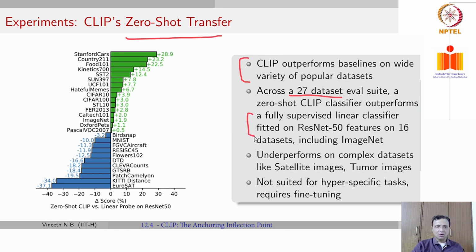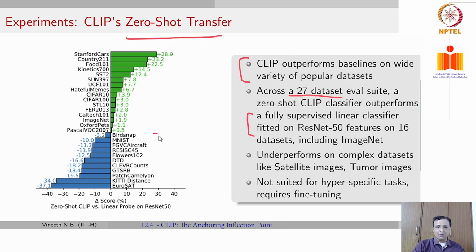What do we mean? You train a ResNet 50 model or take a pre-trained ResNet 50 model, and you get the features out of the ResNet 50 model. Now train a linear classifier on those features on all the labels, which means we are comparing zero-shot CLIP to a fully supervised linear classifier on ResNet 50 features. On 16 of the 27 datasets, CLIP outperforms all the baselines.